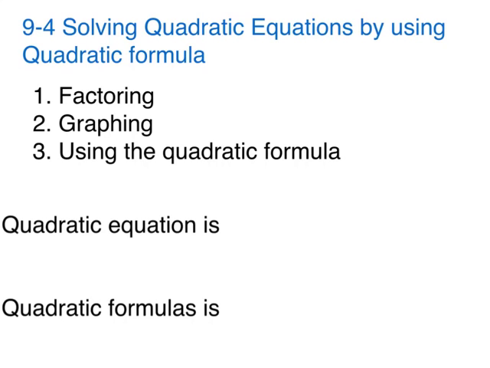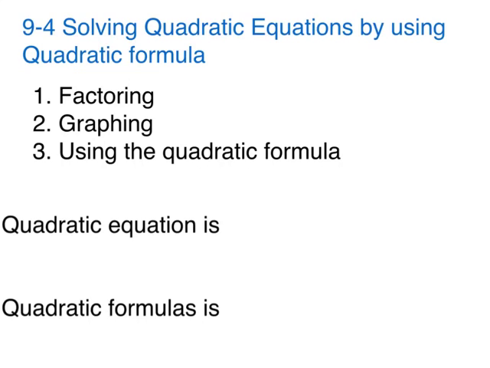This lesson will be on 9-4, solving quadratic equations by using the quadratic formula. When we're solving a quadratic equation, we have three methods that we can use. First, we can start by factoring our quadratic equation. So when you solve an equation by factoring, you're solving a quadratic equation. The second method would be graphing. If we graph out our quadratic equation, we can then see the x-intercepts, which would be our answers to a quadratic equation. The last method would be to use the quadratic formula, which we'll be doing today.